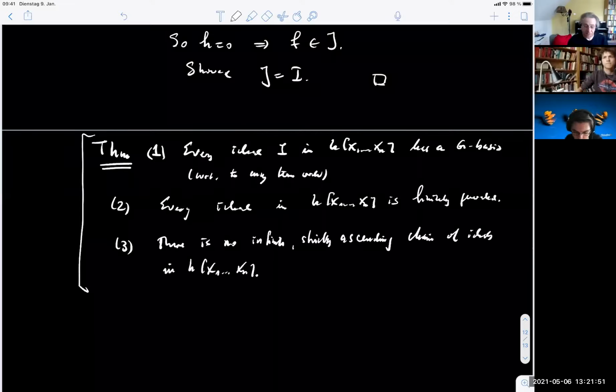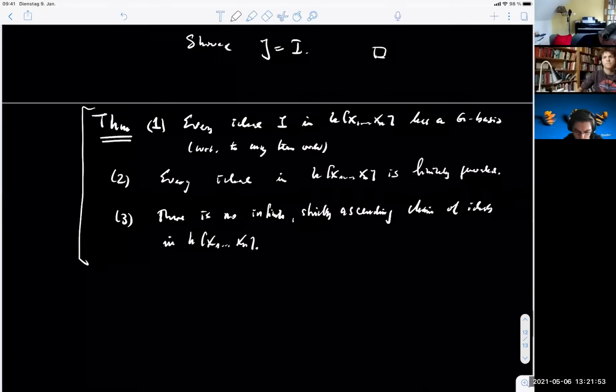So let's see. How do we prove it? The proof is now, I mean, everything is basically done. First statement. I have my ideal I. I look at the leading ideal. This is a monomial ideal. And then I apply Dickson's lemma. This is finitely generated by Dickson's lemma.